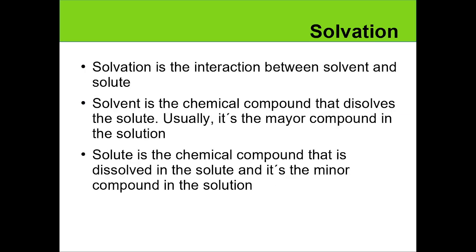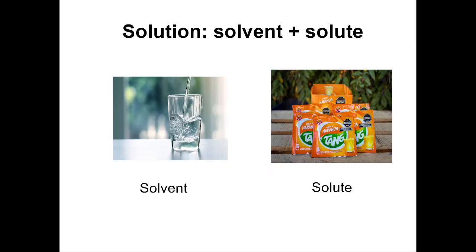To produce a solution, a process called solvation must occur. This is the interaction of the solvent, defined as the compound present in the greatest amount in the solution, with the solute, the compound present in the smallest amount. The solvent dissolves the solute. In this case, the juice, the solvent is water. The solute is the juice powder.